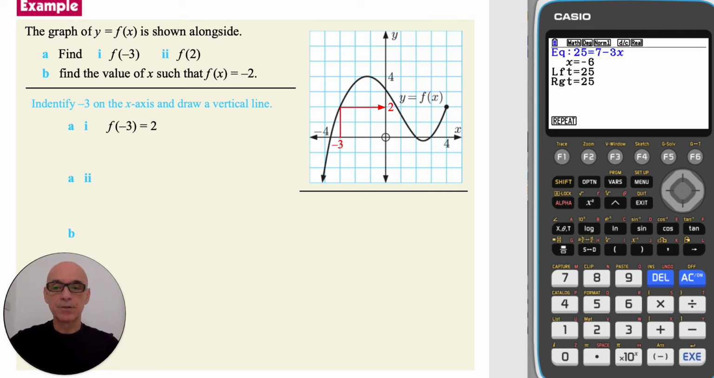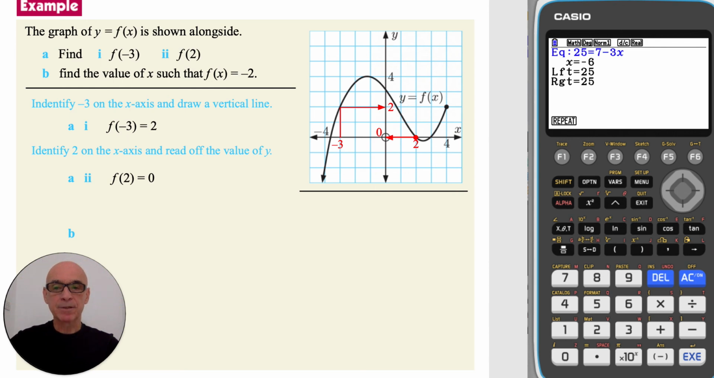To find f of 2, if we identify 2 on the x-axis, and as the graph goes through this point, we simply draw a horizontal line to the y-axis. So an input value of 2 gives an output value of 0, or f of 2 is equal to 0.